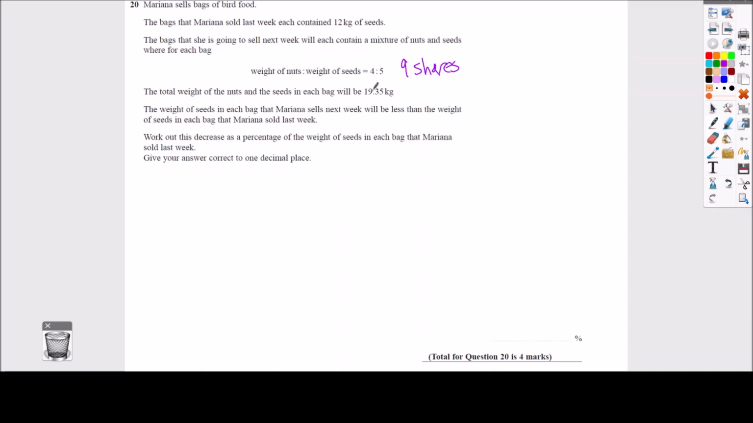So breaking it down per share, 19.35, if we divide that by 9, we see that each share is 2.15 kilograms. Now we want to know how many seeds she sells. That's 5 of the shares. So we're going to do 5 times 2.15, telling us that next week we're going to use 10.75 kilograms of seeds next week. Now, last week we used 12 kilograms of seeds.